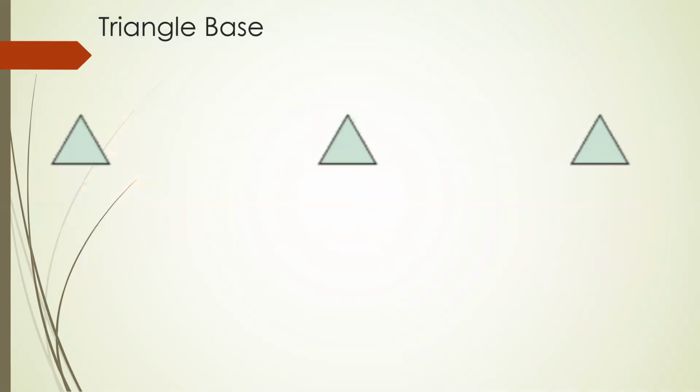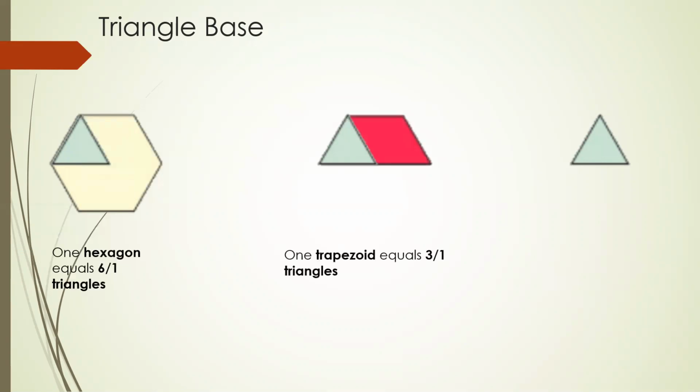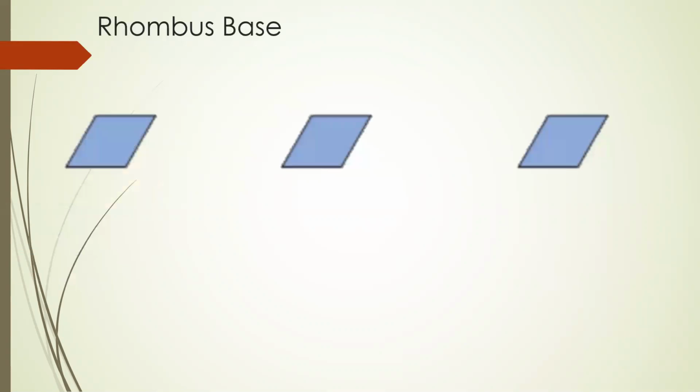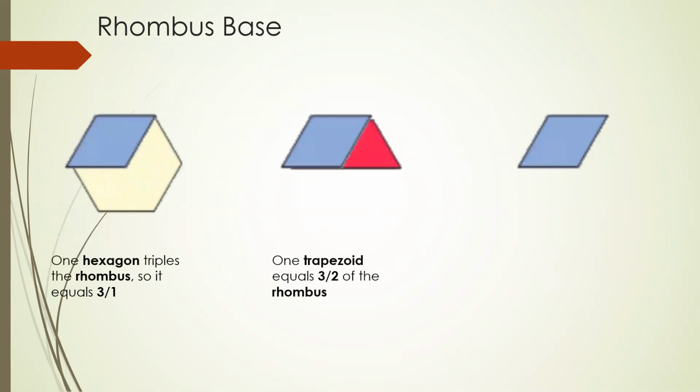Next, I used a triangle as the base. I put the hexagon behind the triangle, and so the hexagon equals 6/1 triangles, 6/1. Next, I did the trapezoid, put that behind it, and that equals 3/1. Next, I did the rhombus, and the triangle is 1/2 of the rhombus, so that's 2/1 triangles. Lastly, I did the rhombus base. Hexagon underneath the rhombus again, we've got 3/1. Trapezoid, we've got 3/2. And triangle, we've got 1/2.